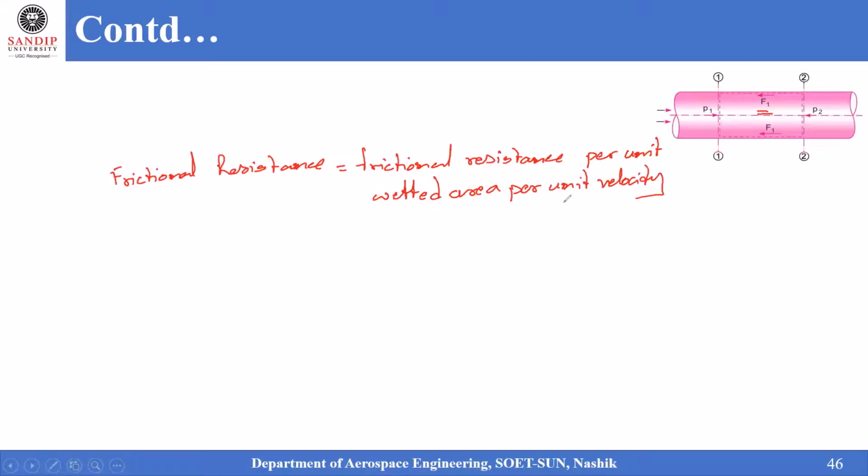And frictional resistance per unit area per unit velocity into the wetted area into the velocity square. Now here from this one, when you are writing the frictional resistance per unit wetted area, which we have defined earlier as F dash, and if we are talking about the area, that is wetted area, so let us take it as A and velocity square is V square. So from that one we can write that it is equal to F1. So this is nothing but the frictional force acting on that particular fluid flow.